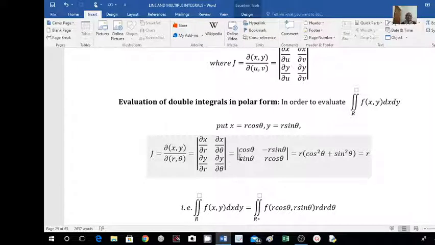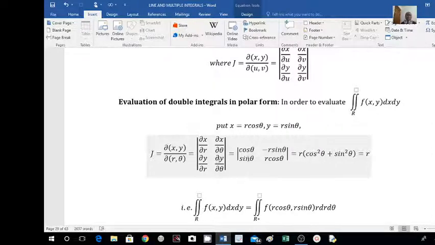This is equal to the determinant. Dou x by dou r: x is r cos theta, so dou x by dou r means cos theta into the derivative of r with respect to r, which is 1. Second, dou x by dou theta: I am differentiating this with respect to theta. r as it is, the derivative of cos theta is minus sin theta. So this will become minus r sin theta.